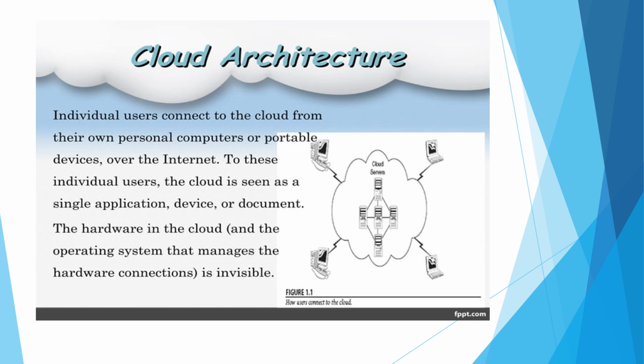So next, cloud architecture. So cloud architecture is one single cloud, overall distributed in architecture. So individual user connect to the cloud from their own personal computer or portable devices over the internet. This individual user, the cloud is a single application or device or document, then hardware to the operating system that managed to the cloud computing hardware connection. It invisible in process cloud computing.